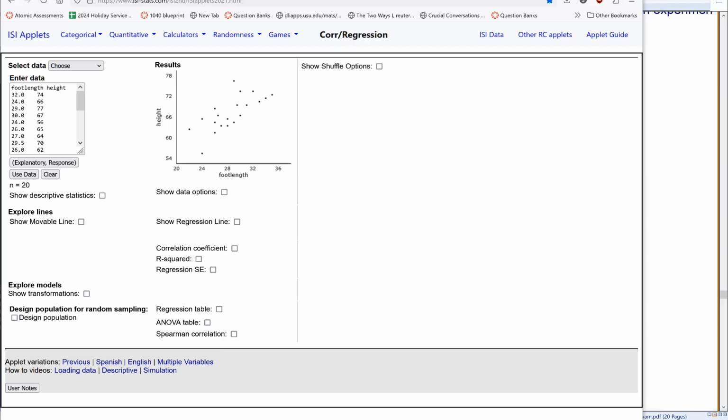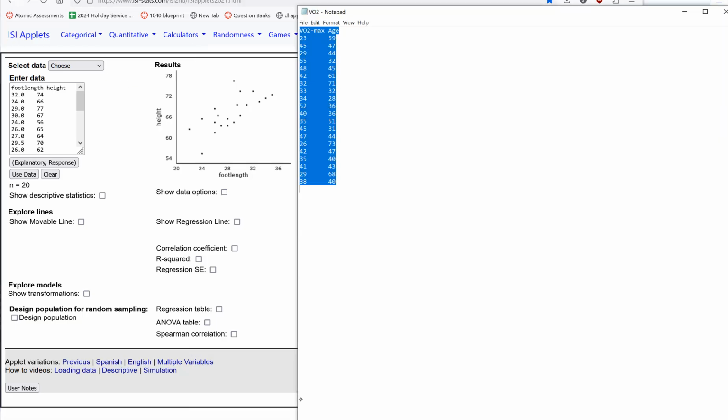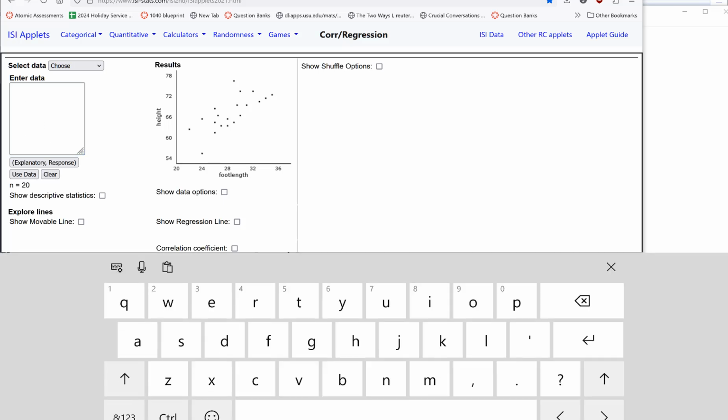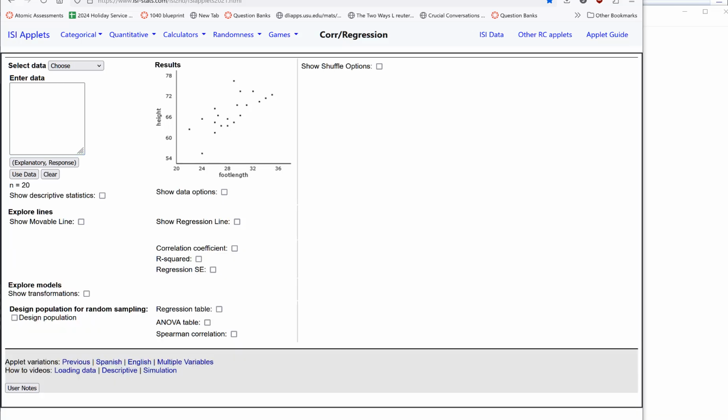If you bring up the applet, it's quantitative, the correlation regression. I came to my text file, I just copied everything. Now I'm going to come over here, I'll clear it, and paste, just Control V, use data. Now check, did it do your right explanatory and response variable? It didn't. I want age as my explanatory. So I'm going to click this button and it will switch the order. So now age is my explanatory. And I click on correlation coefficient, so it's negative 0.527.